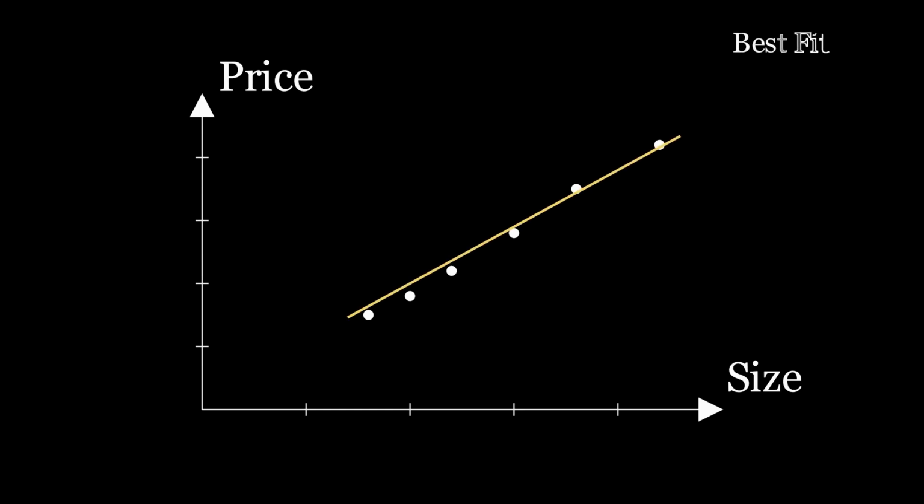To capture this relationship, linear regression draws a straight line through the data. This line is called the best fit line because it represents the overall pattern of the data points. The equation of this line is y = m * x + b. Here, x represents the input feature, which is the house size. Y represents the predicted output, which is the house price.